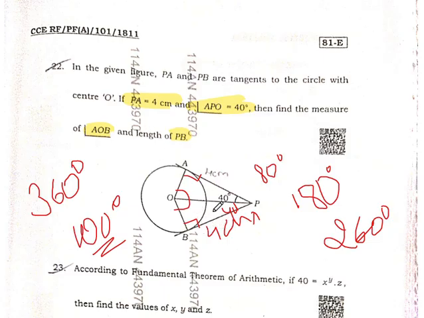So length of PB I already told. Tangents are drawn from the same point. So this is 4 centimeter. This is also 4 centimeter. And one more method you can use to find out angle AOB here. This is total angle. Anyway, it is 180 degree. 180 minus 80, you will get directly 100. That is also a correct method. If you use this or that, both are correct for this one. It is very simple. If you observe the diagram carefully, you will get the answer for these two.